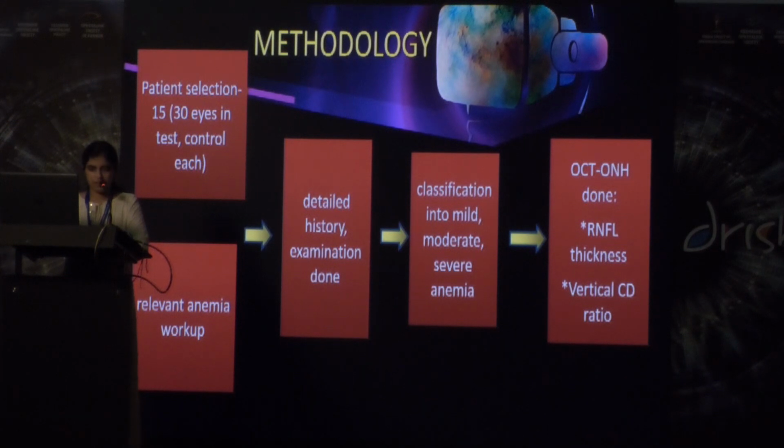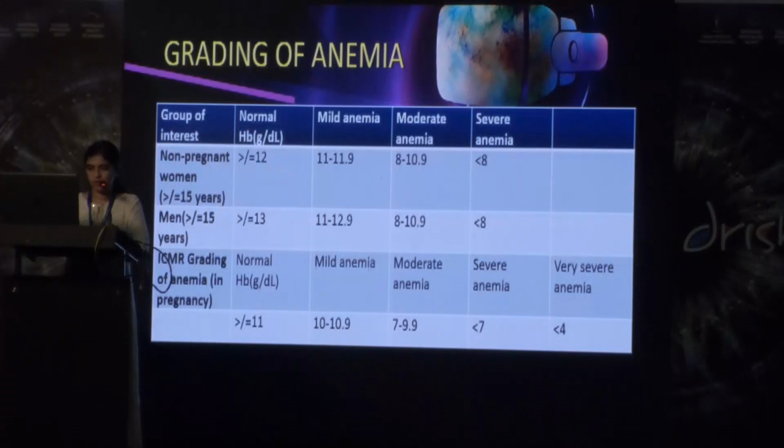Coming to my methodology, the patients were selected based on these criteria, 15 in each group, and then the relevant tests for anemia workup were done. And finally, these patients underwent detailed history and evaluation and ophthalmic examination. Then they were classified into mild, moderate, and severe anemia based on WHO classification. Then they were subjected to OCT of the ONH, and RNFL thickness and vertical cup disc ratio were noted. This was the WHO classification which was used in my study.